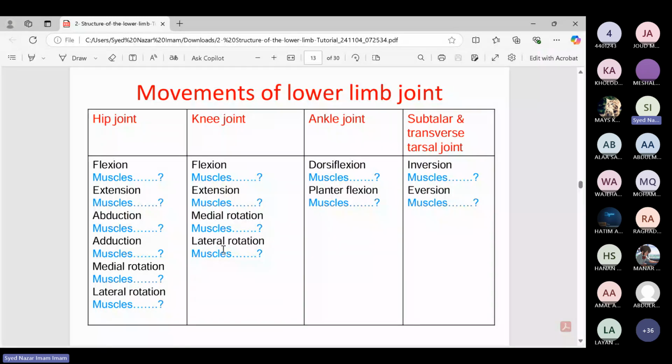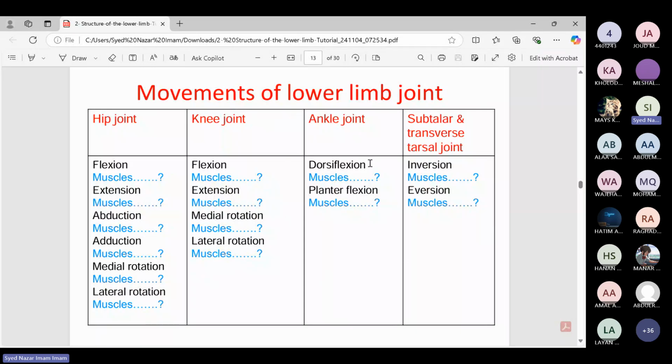Similarly, for the medial and lateral rotation, we have muscles which are on the medial side and the lateral side. Like the medial muscles, we have semitendinosus and semimembranosus, and the lateral muscle is the biceps femoris. So this is your movement at the knee joint.